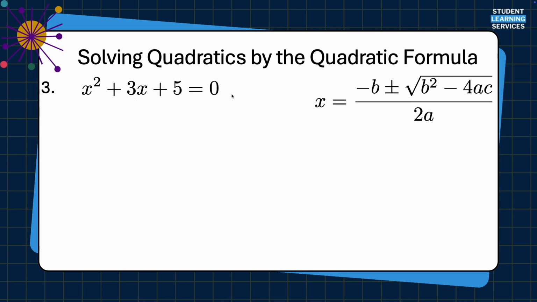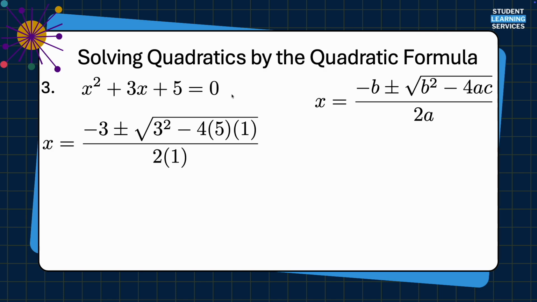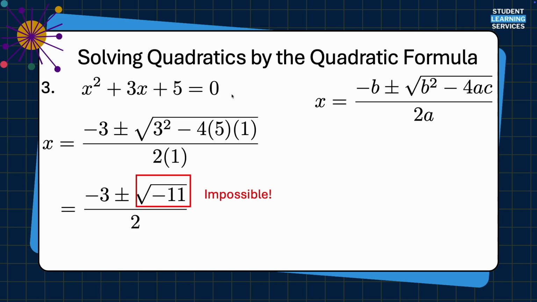Let's look at another example. x squared plus 5x plus 5 equals 0. Can you pause the video and give it a try first? You should have x equals negative 5 plus or minus the square root of 5 squared minus 4 times 1 times 5, over 2 times 1. Simplifying this gives us negative 5 plus or minus the square root of negative 11 over 2. Do you notice something odd here? Right, the square root of a negative number is impossible, which means we get no solutions here.